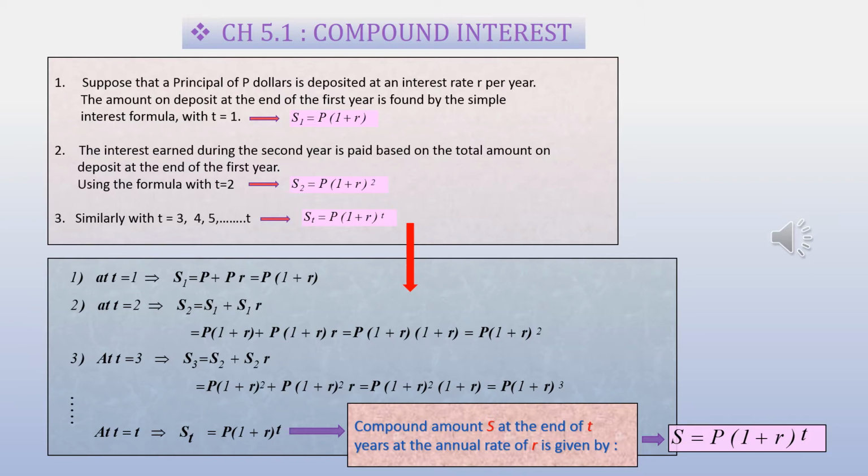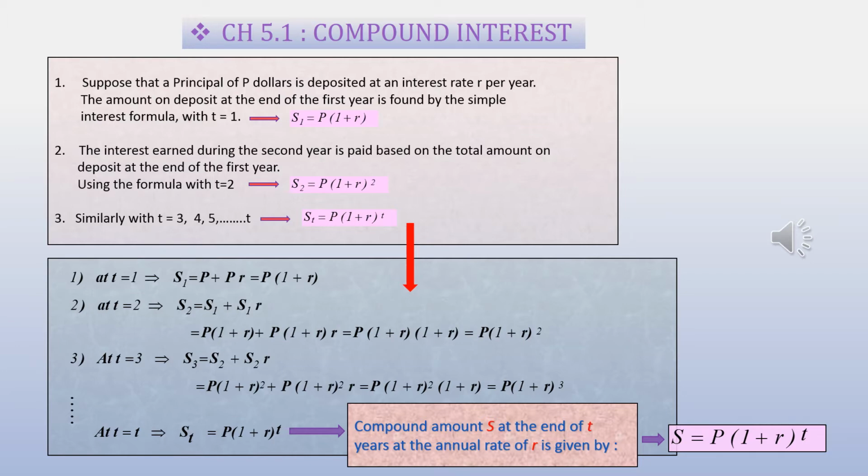Number 1. At t equal to 1, S1 equal to P plus PR. T means here the number of years. So t equal to 1 means in the first year. S1 means the amount of money after 1 year. So S1 equal to the principal plus the interest.